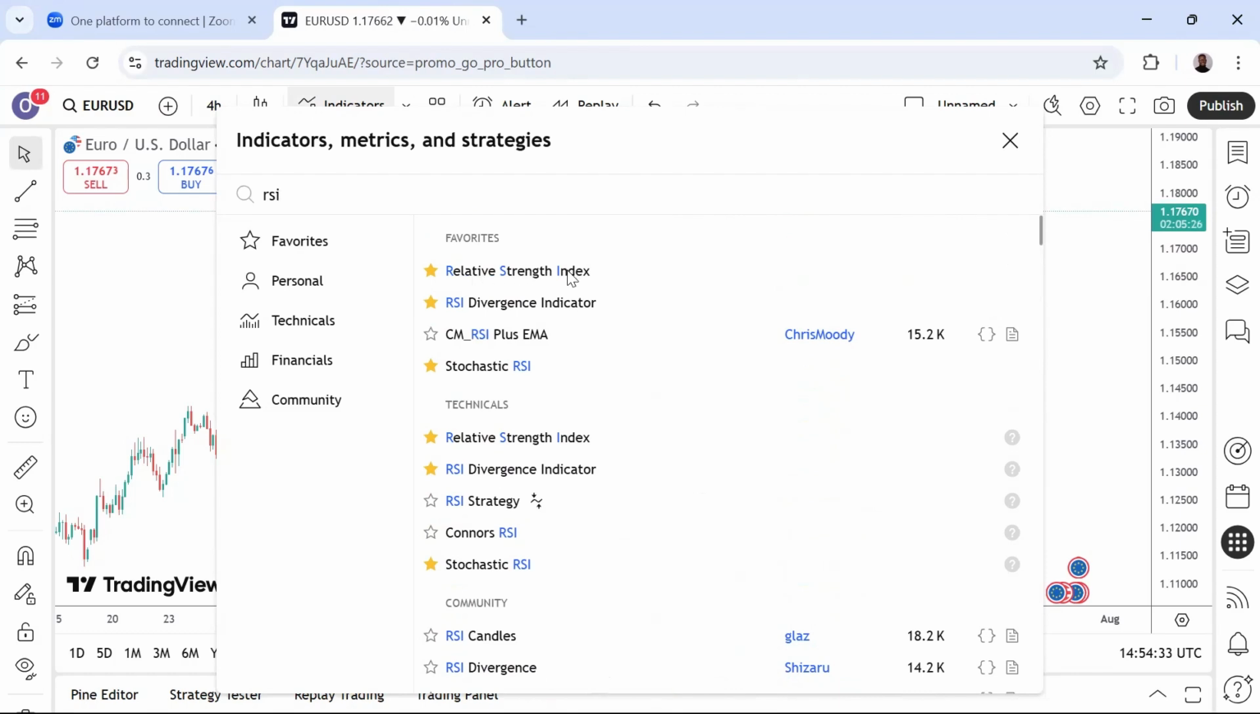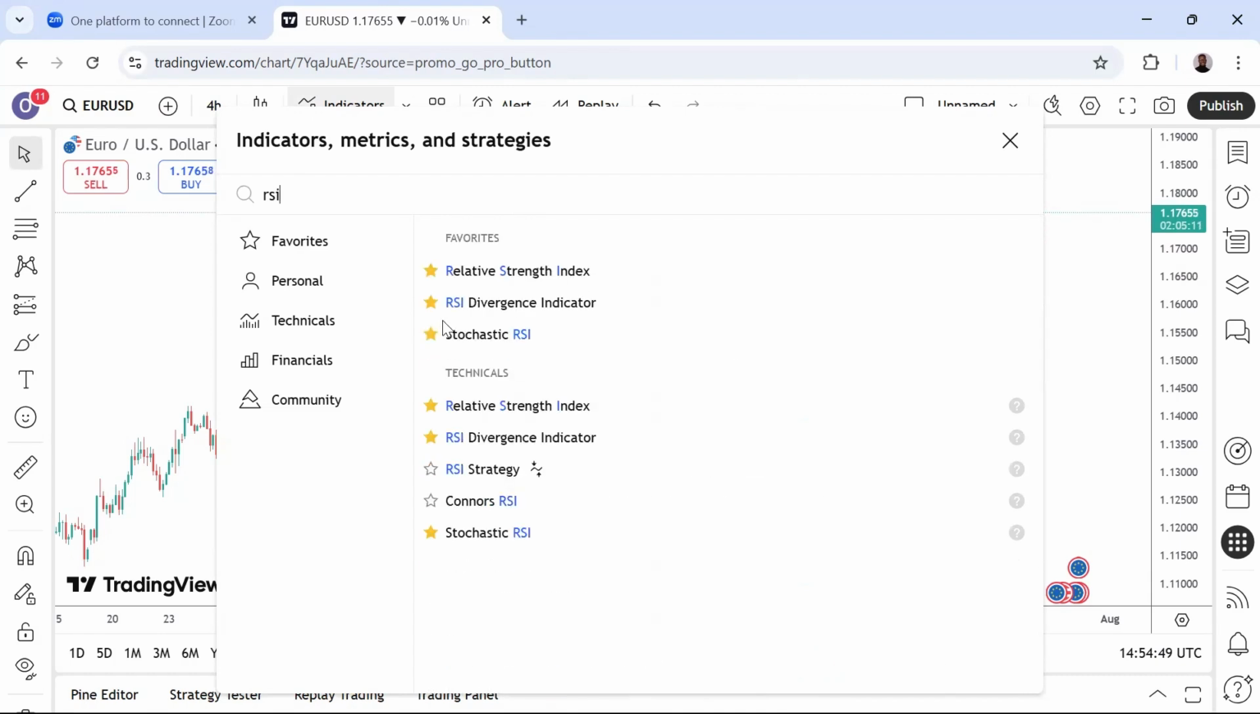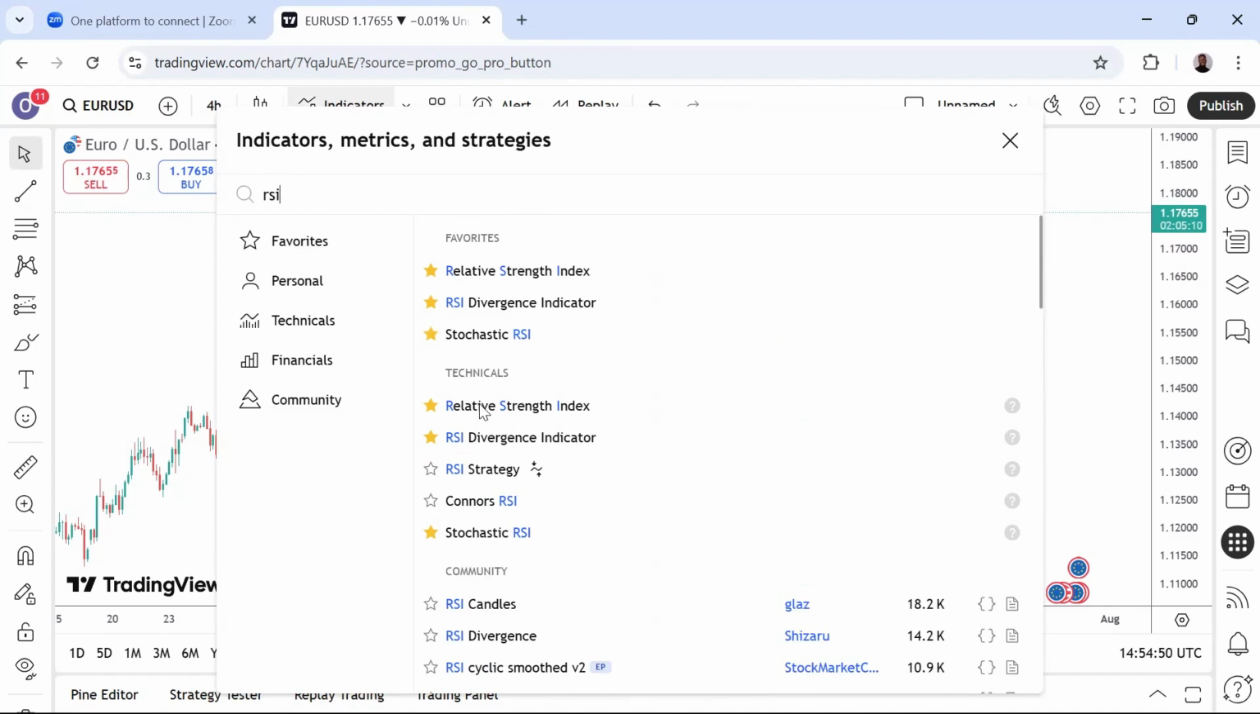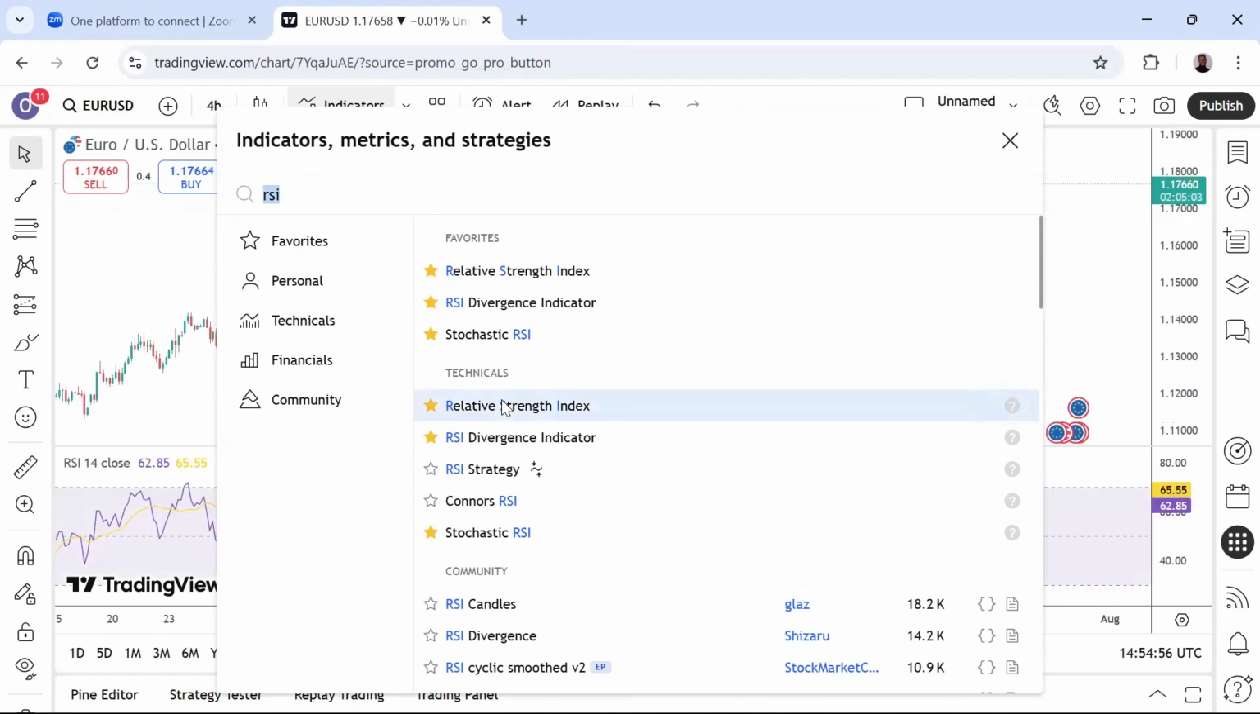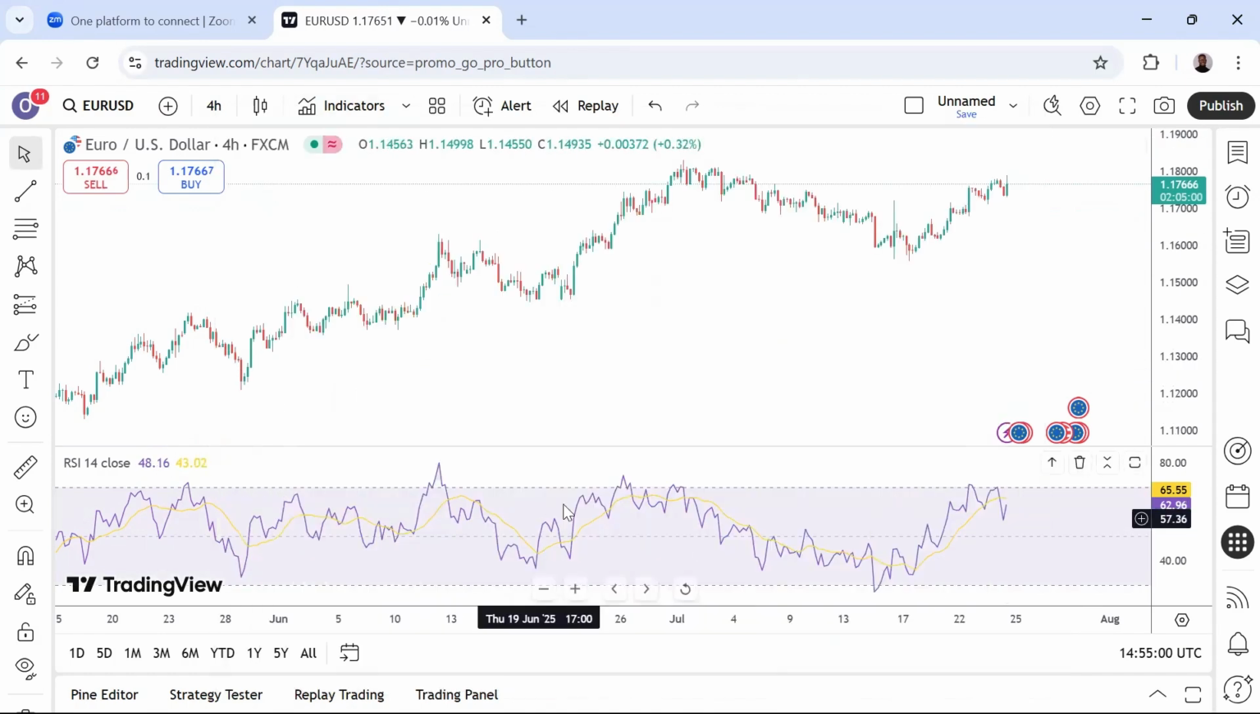So this is it, Relative Strength Index. Take it under technicals. It might not be under favorites for you because maybe you've not added it to your favorites. So take it under technicals. You see it right there, Relative Strength Index. When you click on it, it comes up in this indicator window.